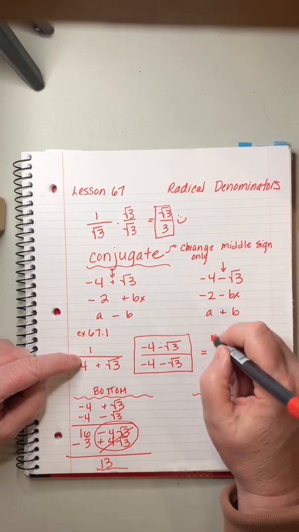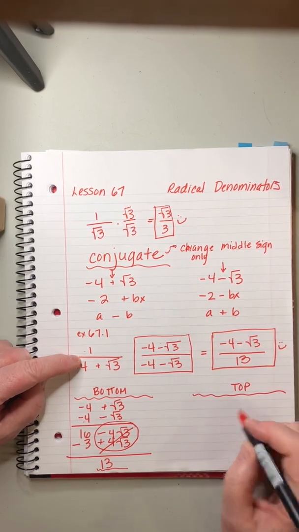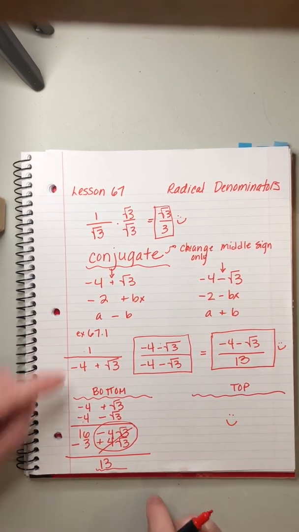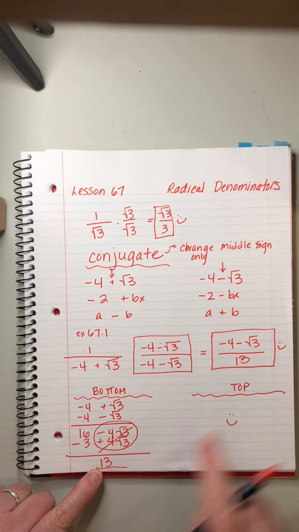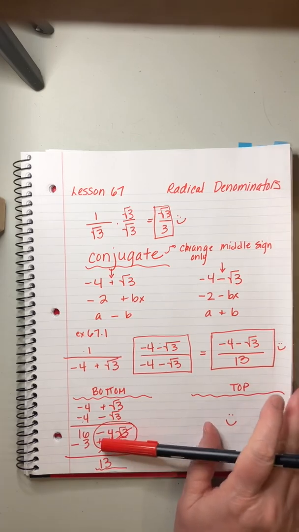That is our final answer. Okay, so the top, John gave us a pass. We just had to calculate the new denominator, and there it is, that we just multiplied across. Cool, right? Let's do one more. Make sure you have the hang of it.